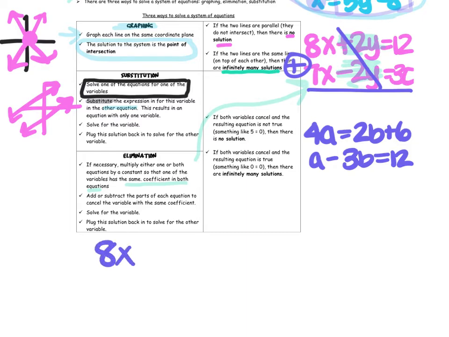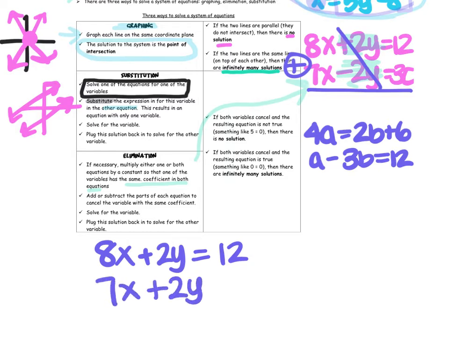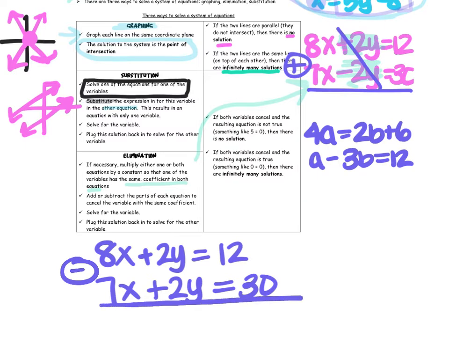If the two equations have the same coefficient for one of the variables, but they also have the same sign, we could subtract these two equations because 2y will cancel with 2y when we subtract. So we'd end up with 8x minus 7x is x. 2y minus 2y would cancel, and 12 minus 30 is negative 18. So we'd have x equals negative 18. So you also could, if you wanted to, have multiplied one of these equations by a negative 1, and then you would have added the two equations in order to eliminate the y's.